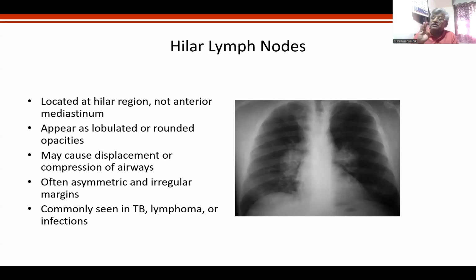Third, the description of the radio density should be matching that of a solid structure. That means it should match with that of the fluid nearly in density. Number 4, it will have a bit of irregular margin because artifacts have got perfect margins. Now, fifth, it will have a convex margin. The location will tell you it is a lymph node.